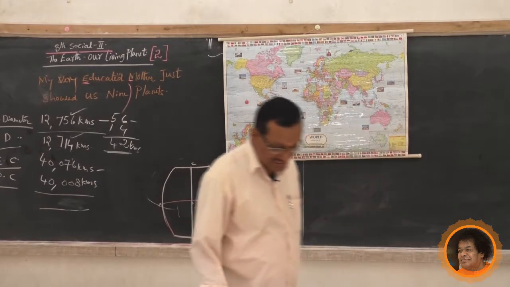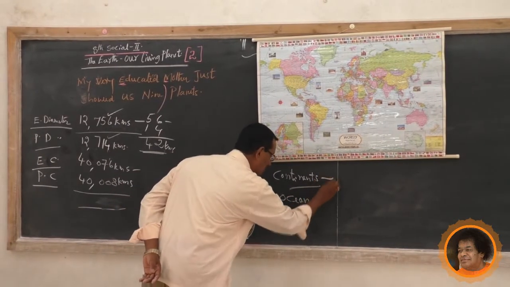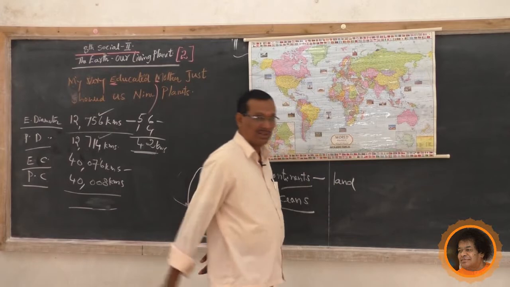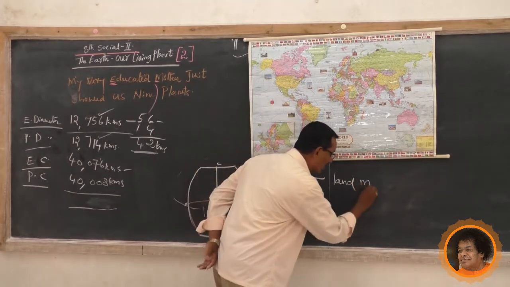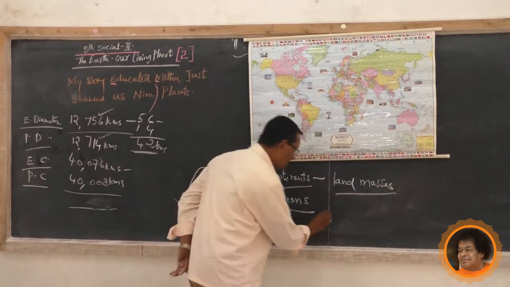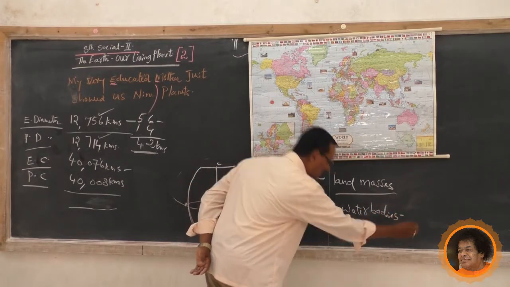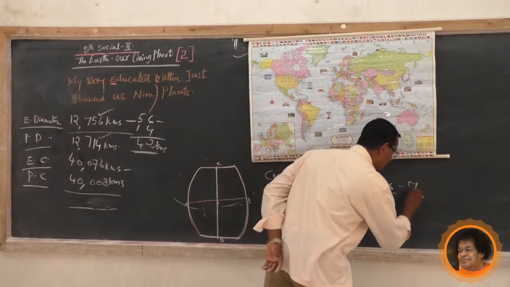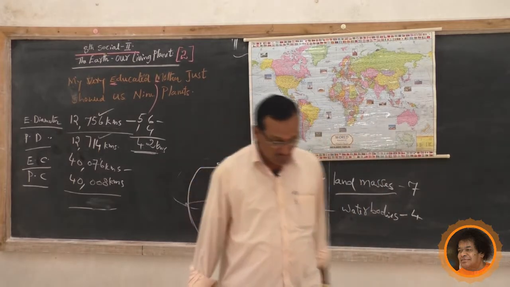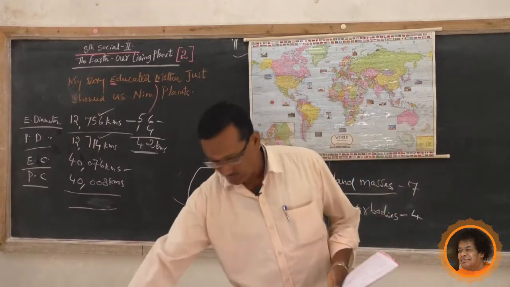Now, another term is oceans. Continents and oceans. Continents means land masses. What are oceans? Oceans means water bodies. How many continents? 7. How many water bodies or oceans? There are 4 major oceans on our earth.